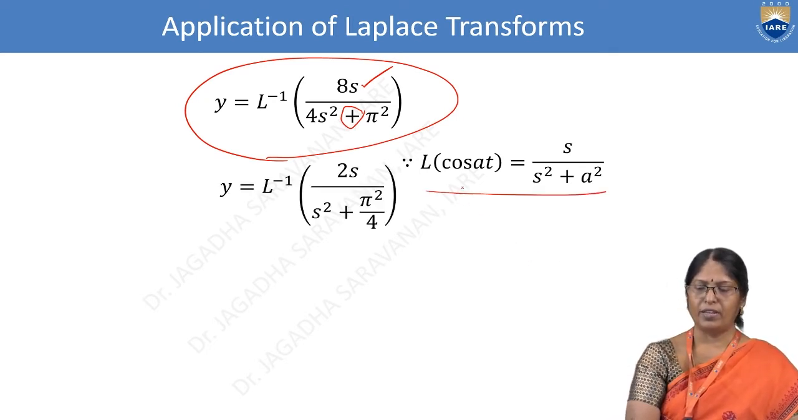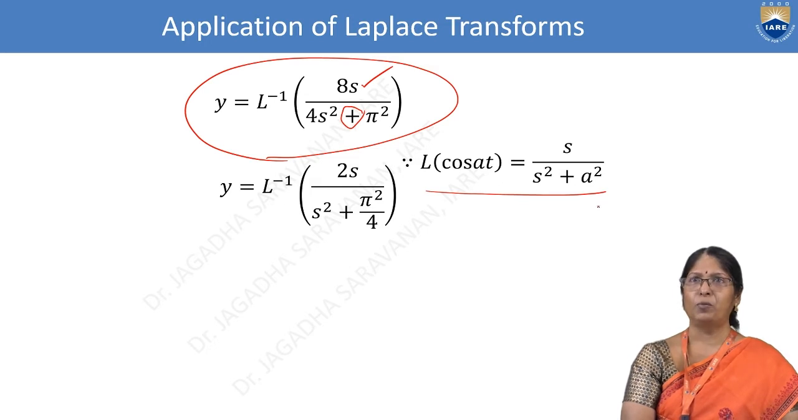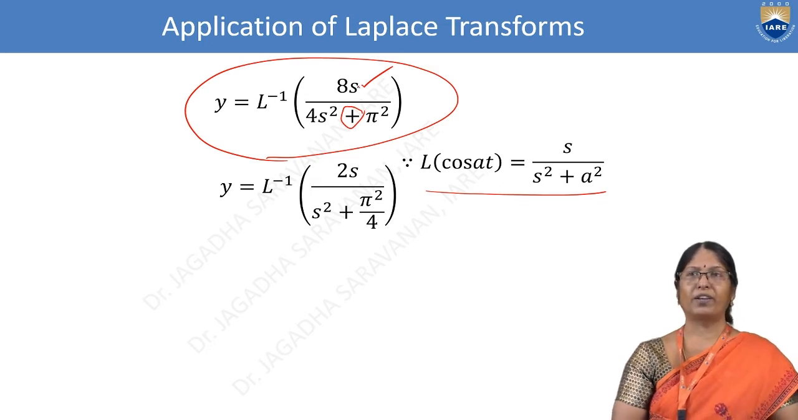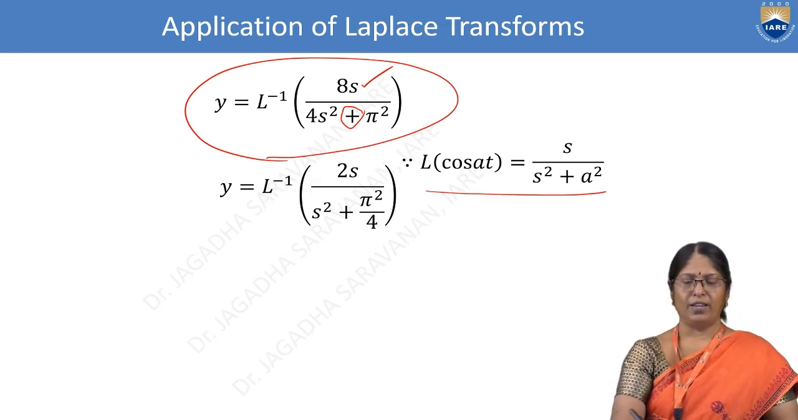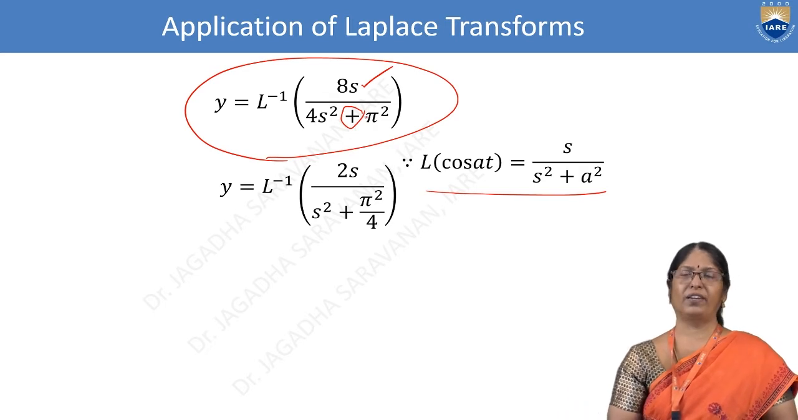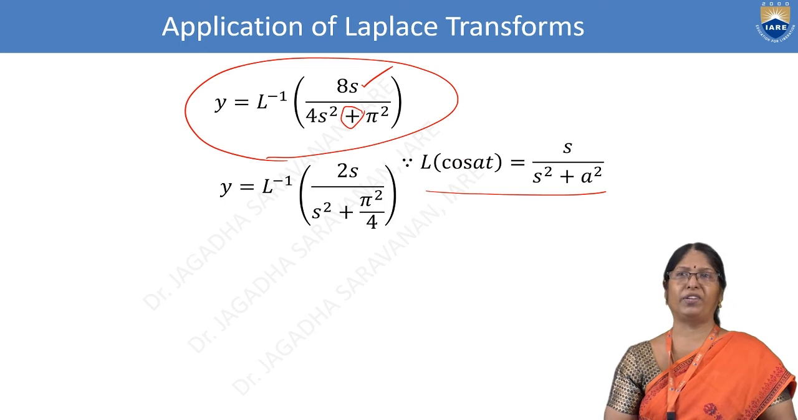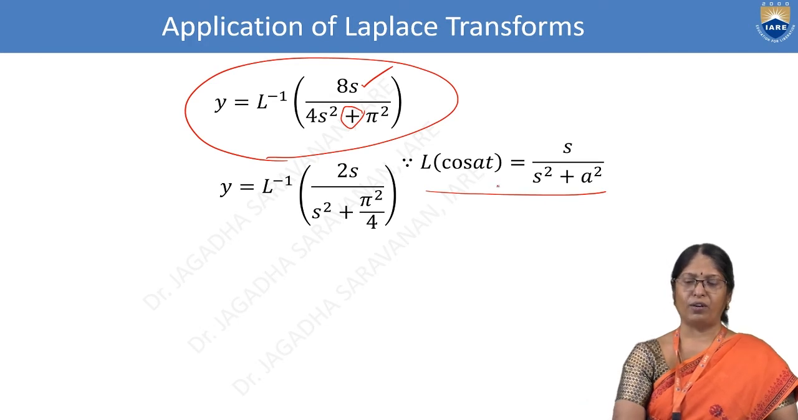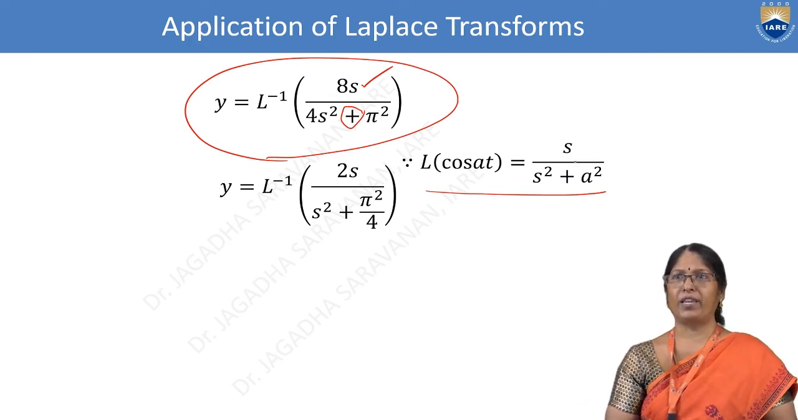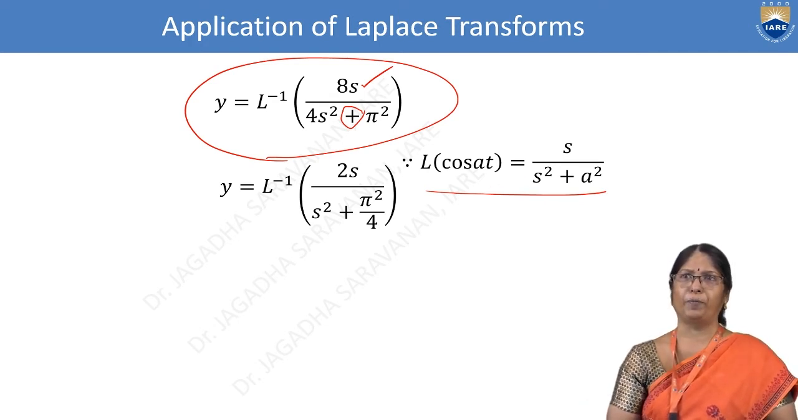Here we can see it. L of cos at we selected because of this reason: the numerator has s, and the denominator has a plus sign. So both give an idea, and we can select it to finish the solution quickly, perfectly, correctly. So L of cos at equals s by s square plus a square.